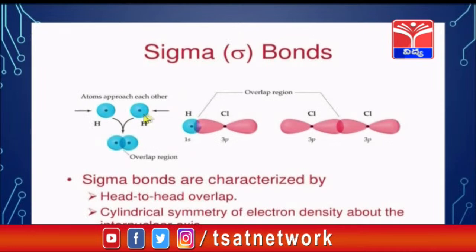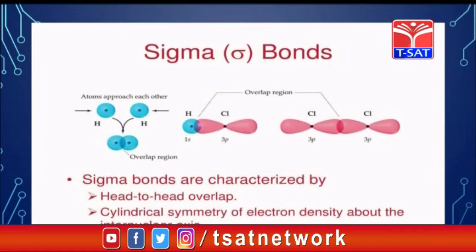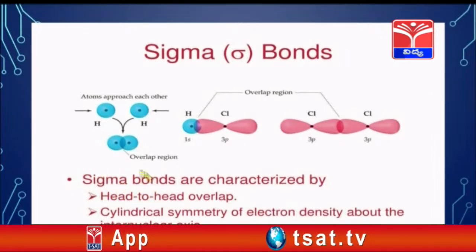So children, a sigma bond is also formed between an s orbital and a p orbital. A sigma bond is characterized by head-to-head overlap, and cylindrical symmetry of electron density along the internuclear axis. So it is difficult to break a sigma bond. We require a lot of energy to break this sigma bond, and so we call it a strong bond.